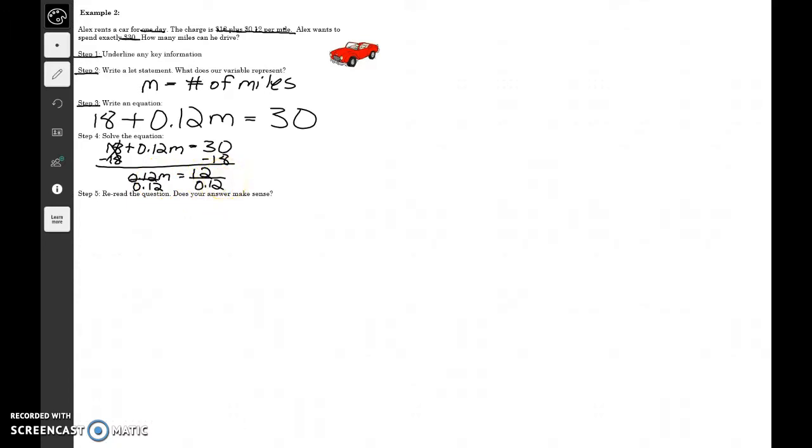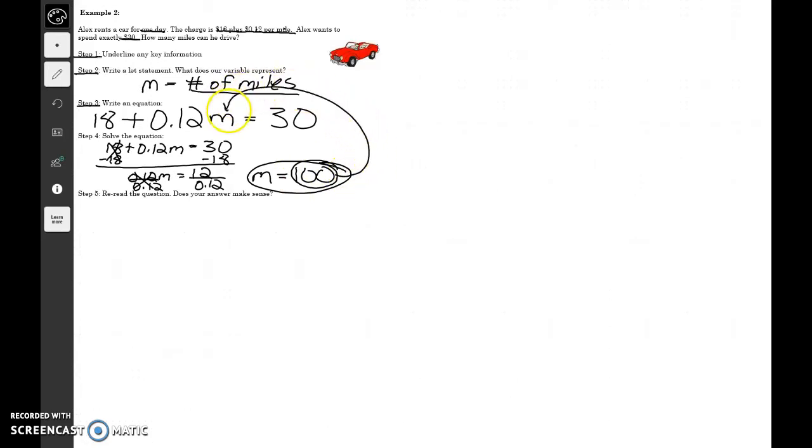And when we divide by 0.12, those are going to cancel out. And it's going to leave us m equals. So real quick in your calculator, say 12 divided by 0.12, and we get what as an answer? 100? Just 100? Yes. Perfect. So we get m equals 100. So basically what this is telling us when we reread the question is that since m is equal to the number of miles, we're going to be able to drive how many miles? 100 miles.